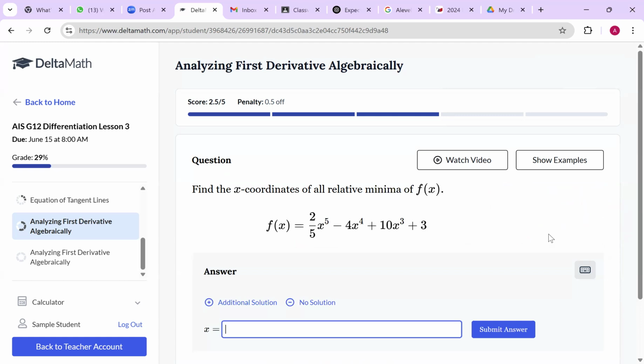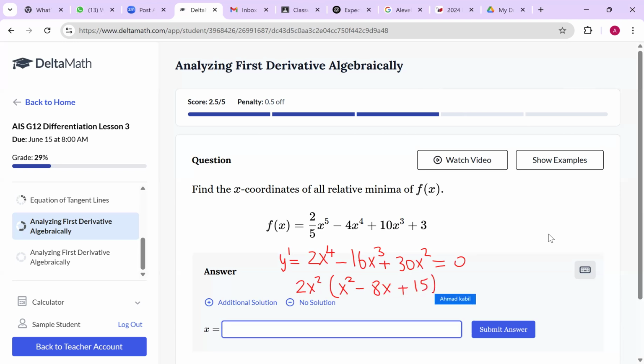Let's try a third problem. Again, the first step is to differentiate. So 5 times 2 over 5 is 2. So 2x^4 minus 16x^3 plus 30x^2. This is y dash. And we said that this is going to equal 0. Now we can take 2x^2 as a common factor. We will be left with x^2 minus 8x plus 15 equals 0.